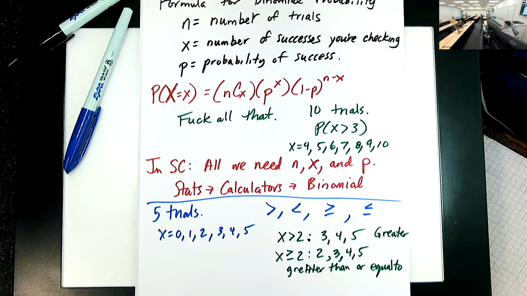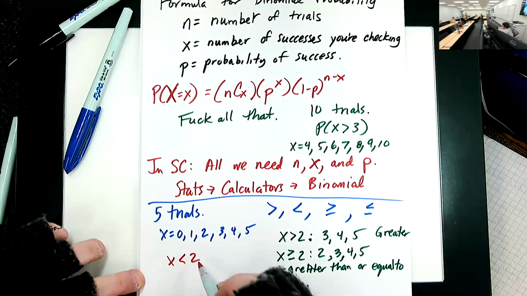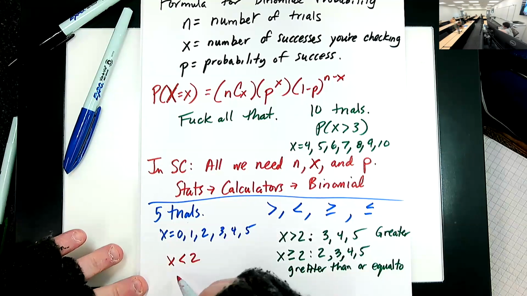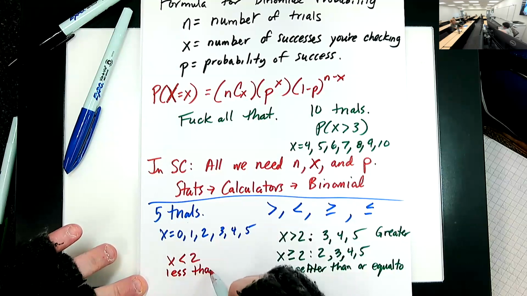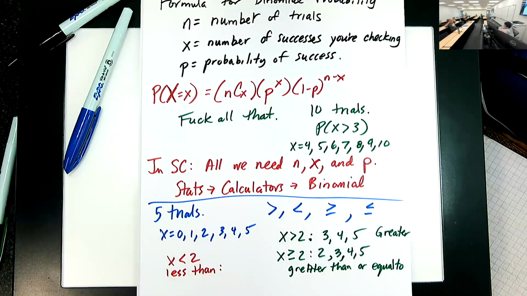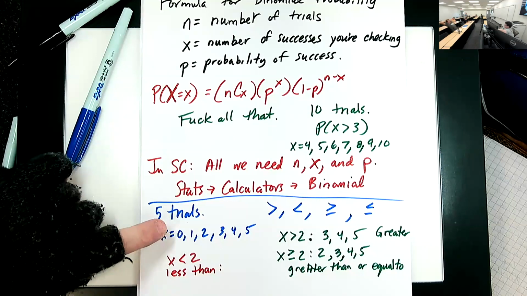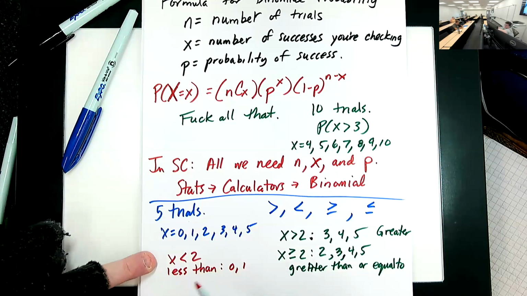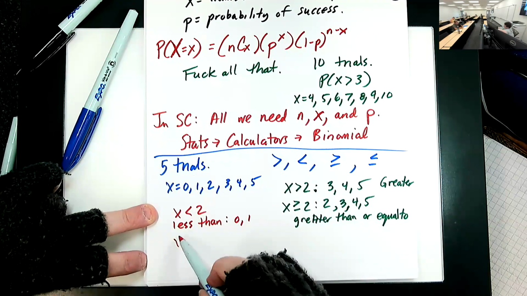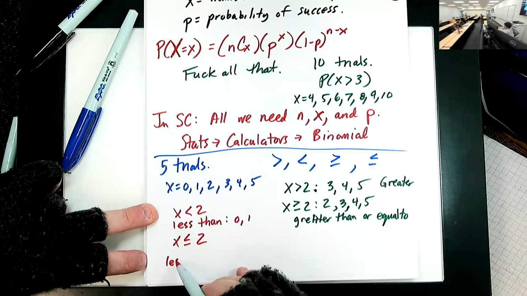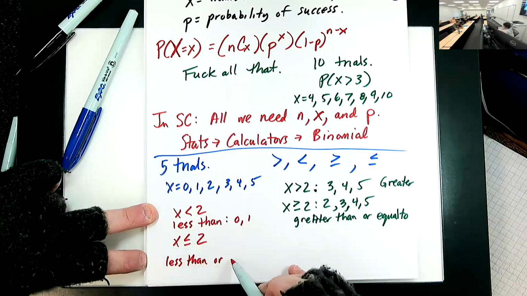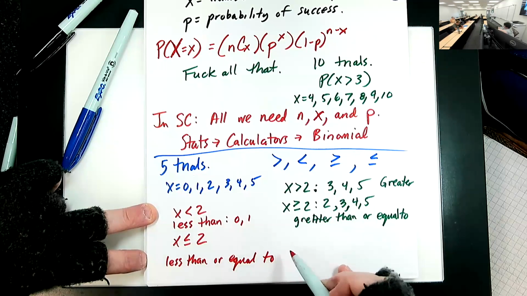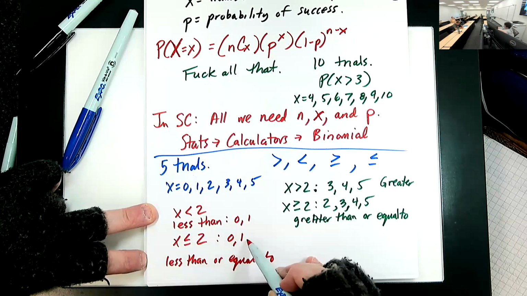If I want x is less than 2, this is less than. The only possible outcomes for numbers that are less than 2 in this number range are 0 and 1. If I say x is less than or equal to 2, so this is less than or equal to, I still have the 0 and 1, but now I can include the 2.